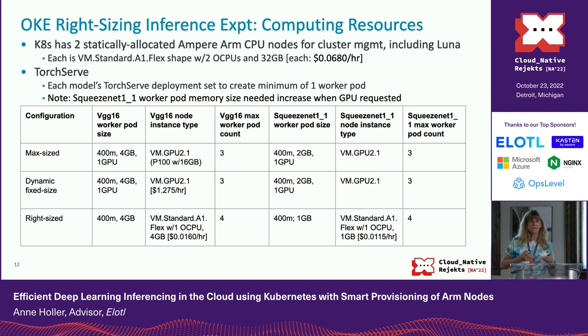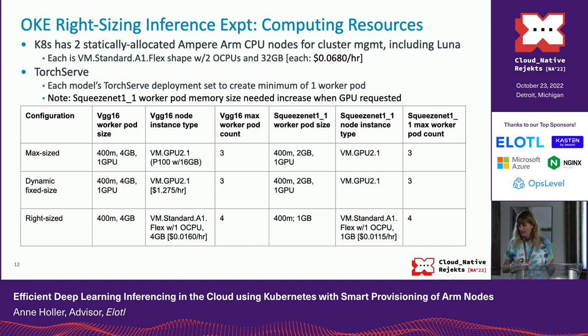For the dynamic fixed size and for the max-sized, we used the same configuration for the requested worker size, but plus a GPU. And for those two cases, we got a GPU 2.1 instance type from Oracle. This is the cheapest GPU instance type available currently at Oracle.